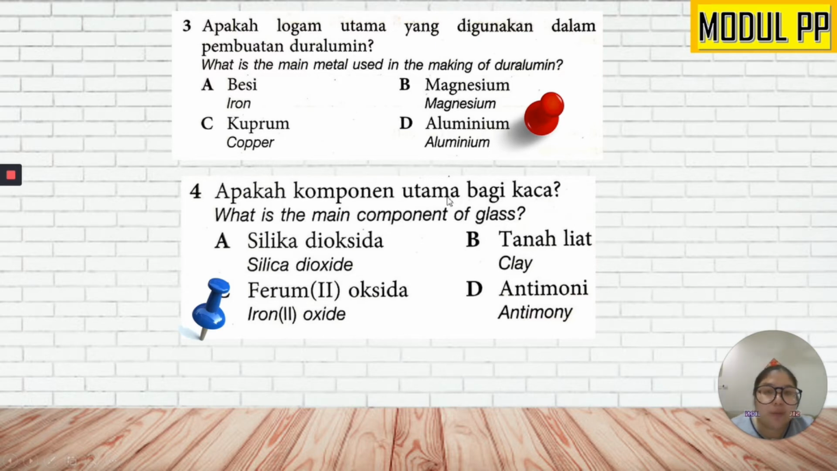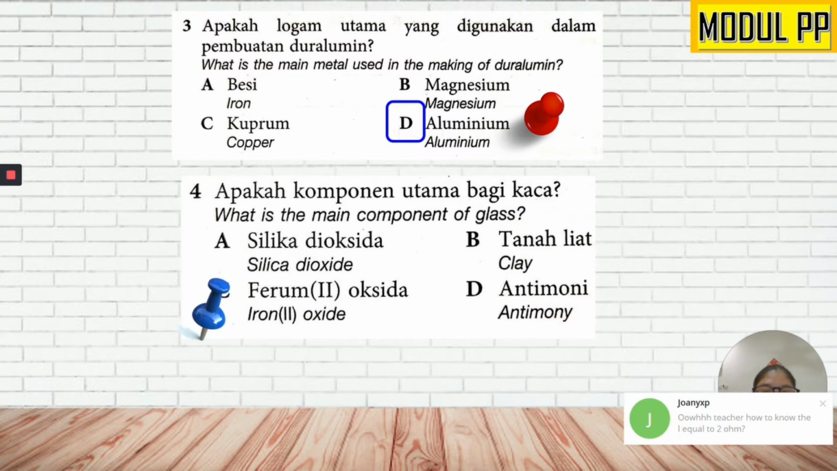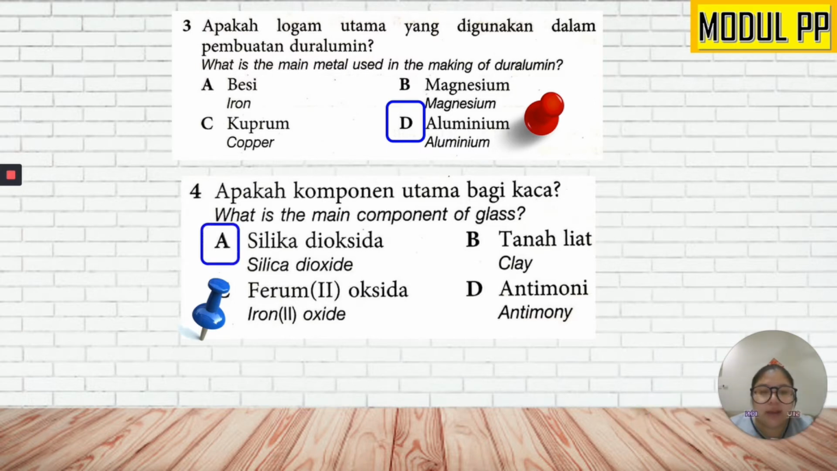Follow just now question. We did already the exercise, is it? The main one should be the aluminium. The rest is just 100% only, so the main one should be the aluminium. Okay, now number 4, what is the main component of the glass? The main component of the glass should be the silica. Okay, we're using the silica.